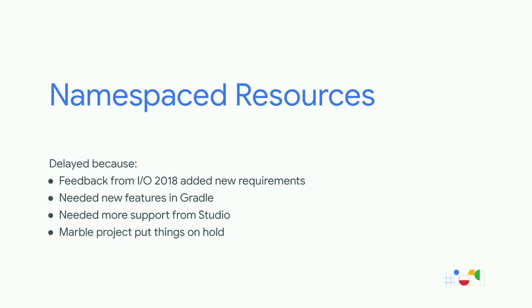The second thing that we realized is that Studio needed a lot of work. Studio has its own understanding of resources. It parses all your files as you change them. It builds its own index, and that is used for code completion, resource references for navigation, as well as rendering. And so we needed to update this to be able to handle both namespace projects and non-namespace projects.